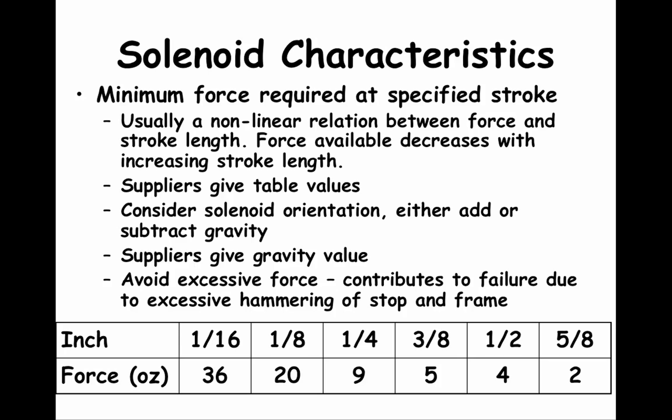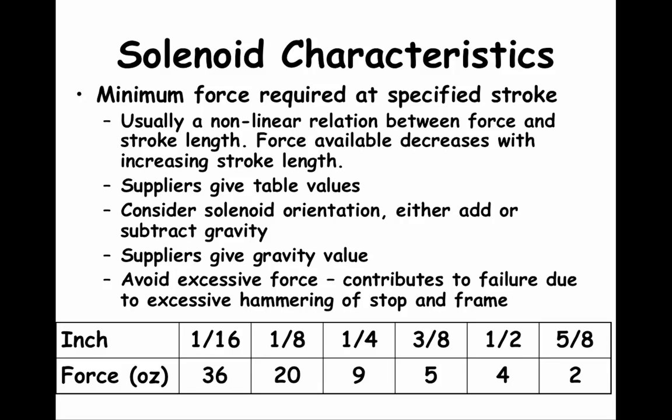There are several characteristics that need to be considered when selecting a solenoid. One is specifying the amount of force that the solenoid needs to generate in the energized state to implement the motion and action you want. The relation between solenoid force generated and the stroke length of the plunger is usually nonlinear. As stroke length or plunger distance traveled increases, the force available decreases.